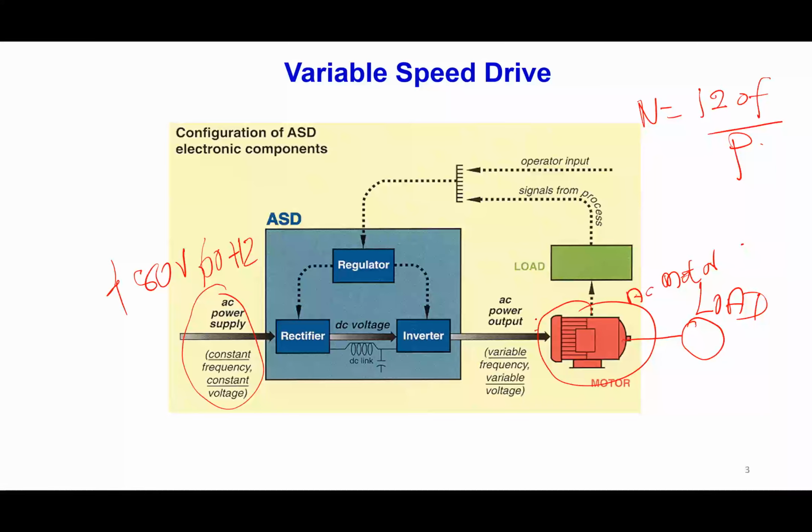Then this is the controller, the regulator, which regulates the speed and the torque. The load is shown here, driven by the shaft. From the load, we need to measure signals, for example the speed, or from the inverter output, we want to measure the current, voltage, etc. So we need these sensors.